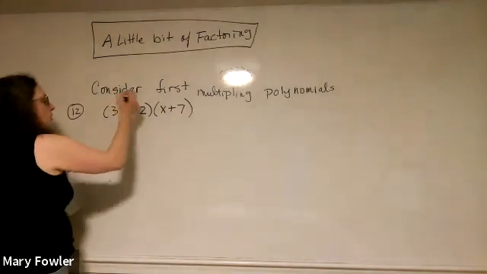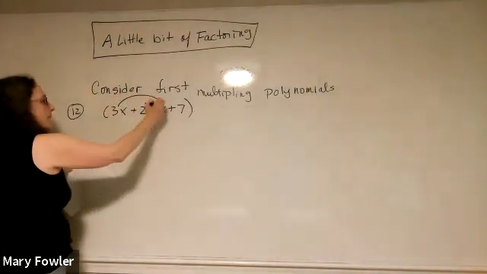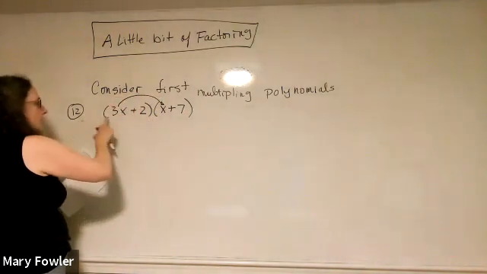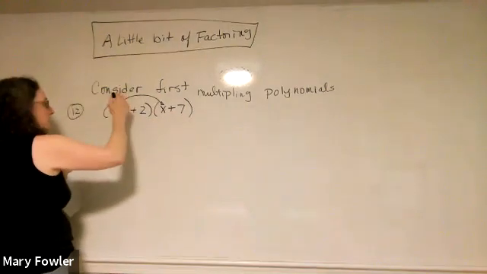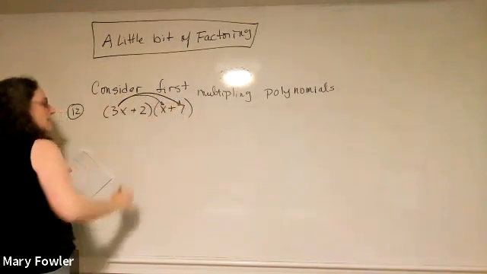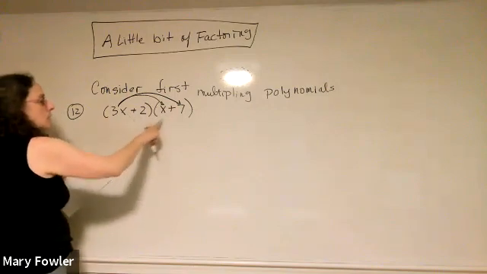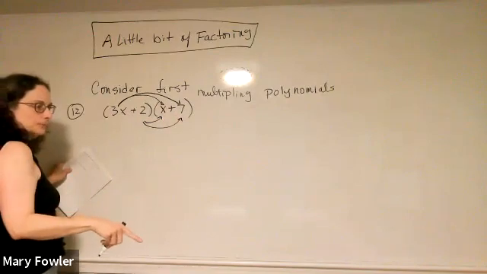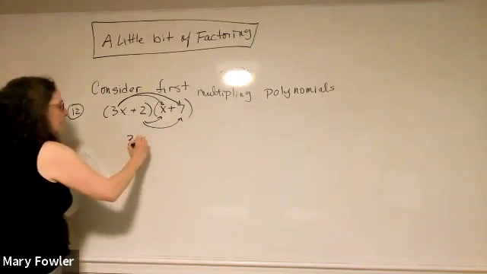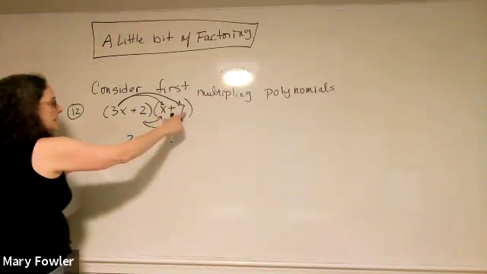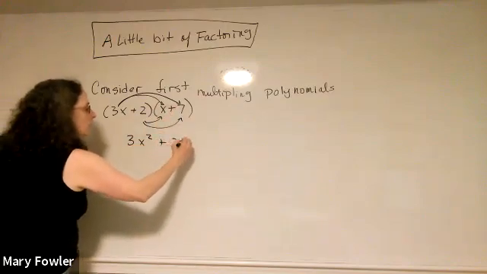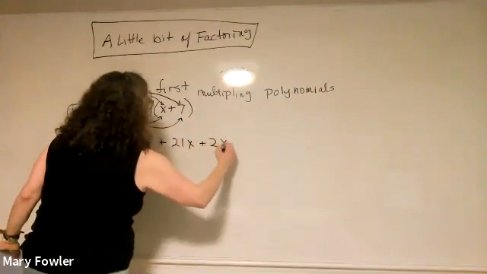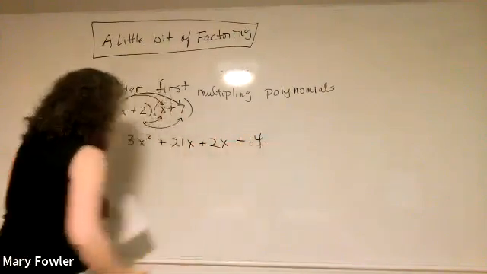Okay, so in this case, we're going to multiply by distribution. We'll take that 3x, for number 12, (3x + 2)(x + 7). 3x gets multiplied first by the x and then by the 7. And then we'll grab the 2 to distribute it through. Okay. So we get 3x squared plus 21x plus 2x plus 14.